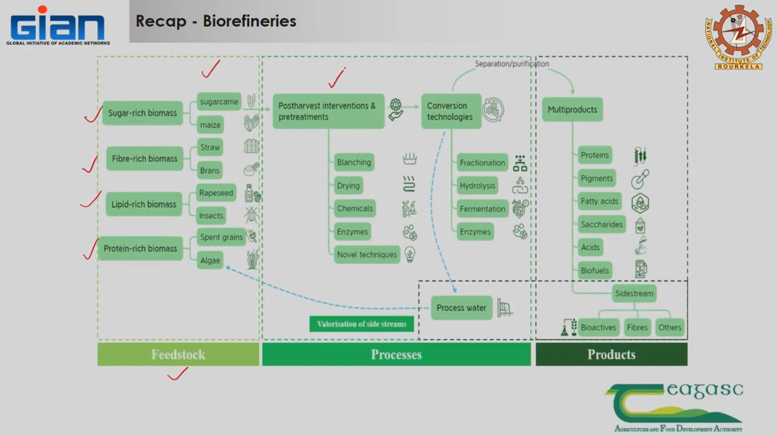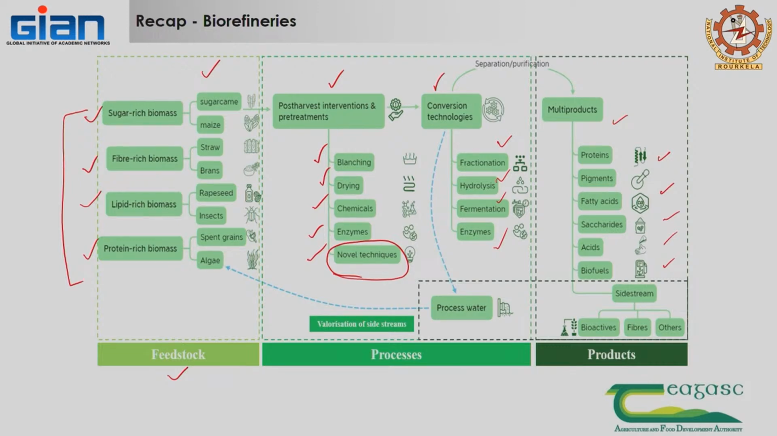Then comes your stabilization or post-harvest interventions or different pre-treatments. We did discuss briefly blanching, drying, and some chemical preservatives in terms of salt and sugar, or ensiling, enzymes, or using new technologies. The main focus now will be on new technologies. And then you have conversion technologies, that is, how you fractionate it, hydrolyze it, use enzymes or microorganisms for fermentation, either alone or in combination. During that you get multiple products. All those ingredients will depend upon what sort of biomass you are obtaining.